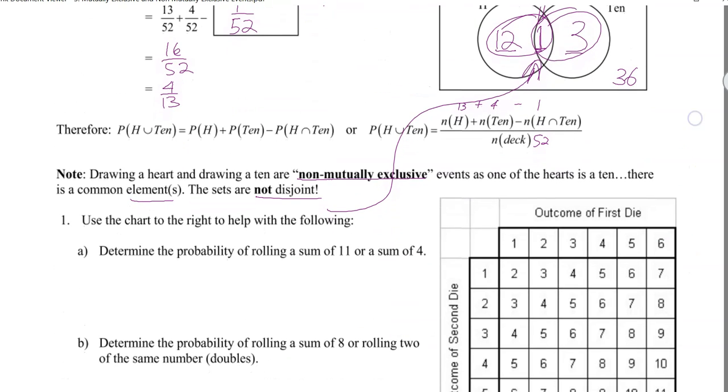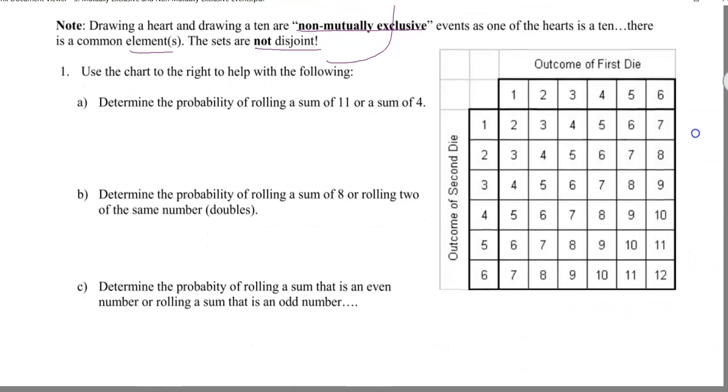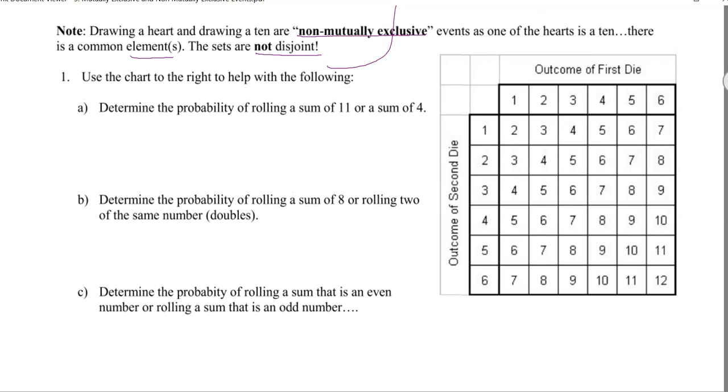All right, let's use the chart at the right to help with the following. So in this chart, what we're doing is we're throwing 2 dice, right? You've got the first die, you've got the second die. The first die can be a 1, a 2, a 3, a 4, a 5, or a 6. The second one could be a 1, a 2, a 3, a 4, a 5, or a 6. And the table is the sum of the 2 dice.